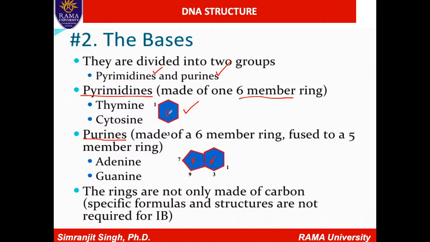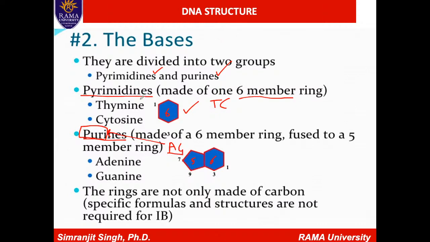In pyrimidines, you have T and C, thymine and cytosine. And in purines, you have A and G. You can remember it with a short form, puri, like a wife asking her husband, AG, have some puri or something. So you can correlate with that: adenine plus guanine.